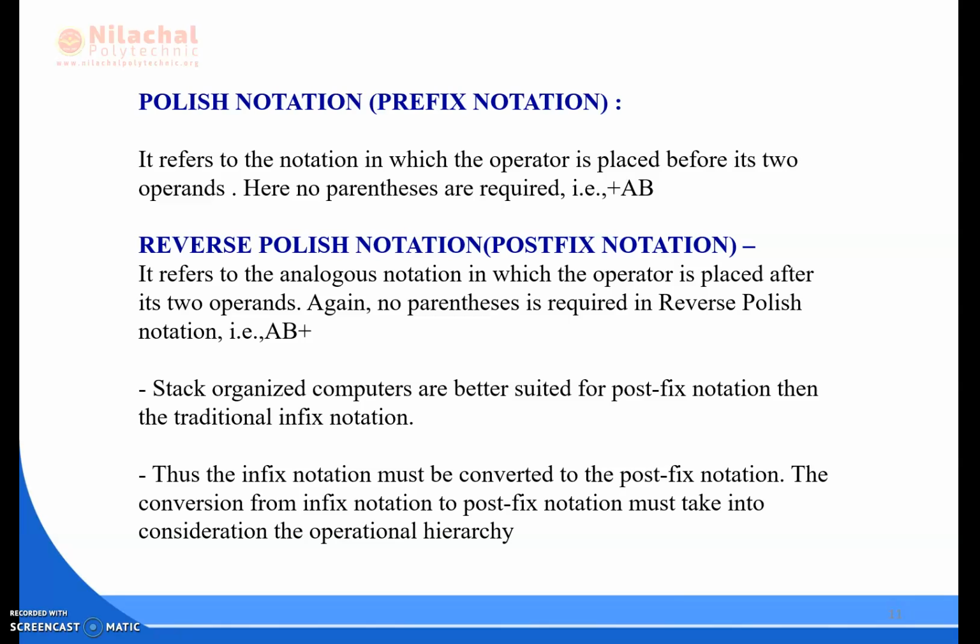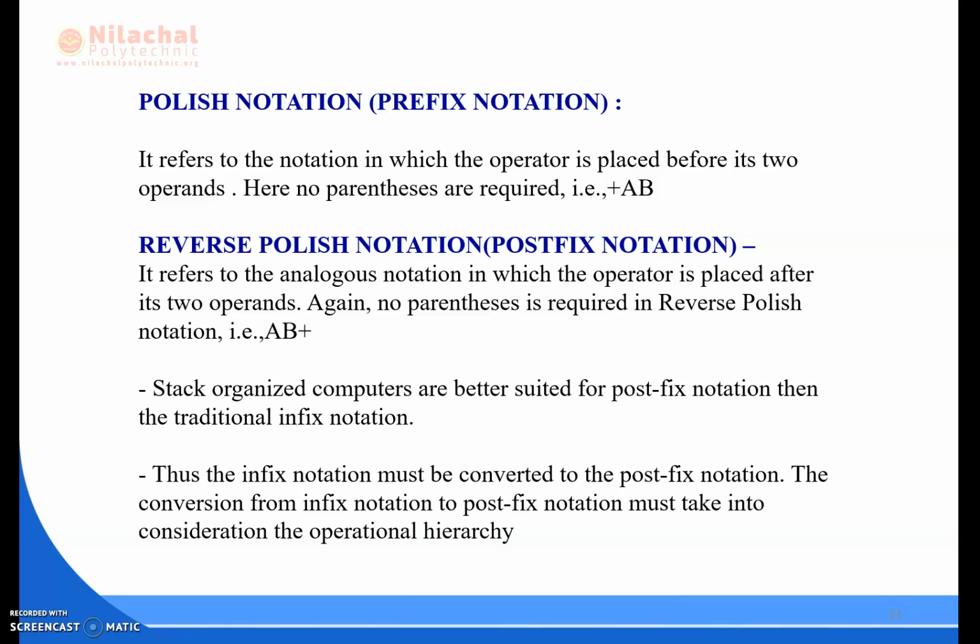In our previous slide, we discussed the arithmetic operation and the infix notation. In this slide, we will be discussing the Polish notation or prefix notation. Infix notation had two operands with one operator placed in between. In prefix notation, or Polish notation, the operator is placed before its two operands.